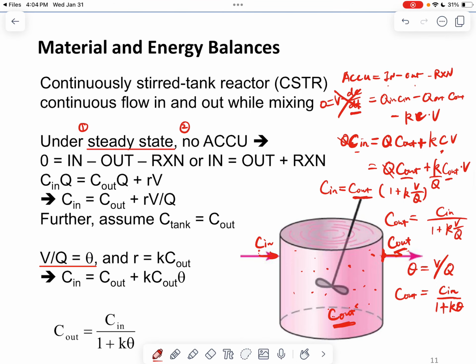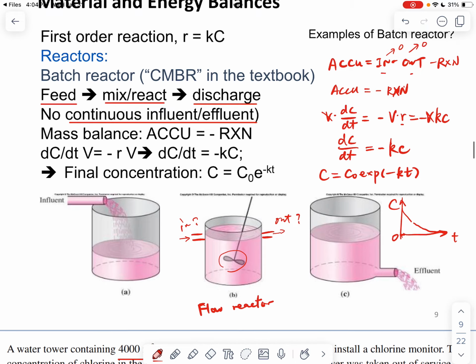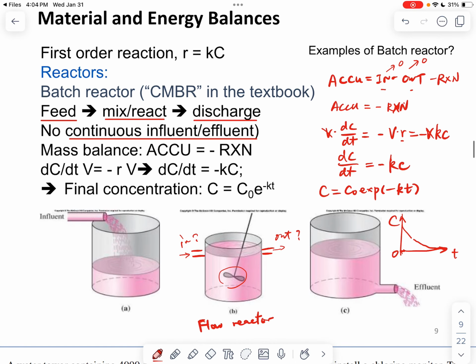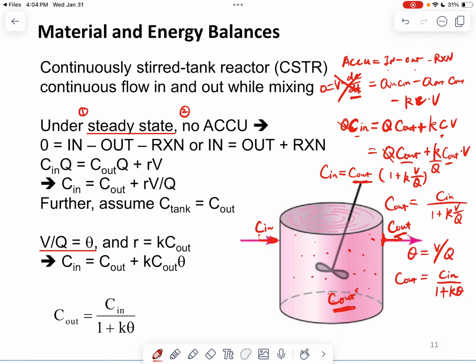All right, so then if you look at this problem now, remember when we had the batch reactor, the concentration actually decreased exponentially. But now if you have a CSTR, we actually convert this concentration into a linear relationship. Instead of an exponential decrease, now it's a linear decrease. And another thing we need to pay attention to is that if you consider this theta here, theta is equal to volume divided by flow rate. So because of that, theta is going to carry a unit of time, right?